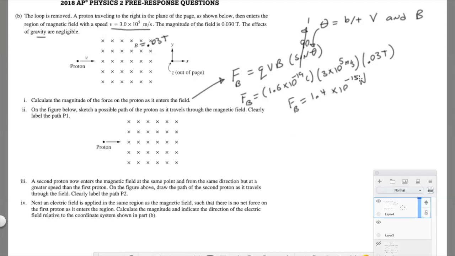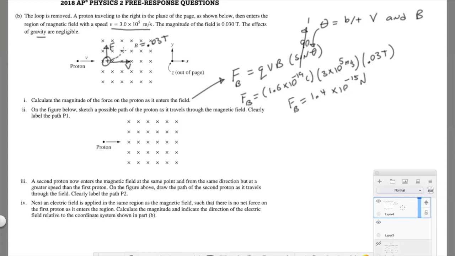On the figure below, sketch a possible path of the proton as it travels through the magnetic field. Clearly label the path P1. So the idea here is, when a positive charge hits this region of magnetic field, the velocity is to the right, and using right-hand rule number 1, your thumb is the velocity, your 4 fingers are the magnetic field, your palm is facing up the page, which is the direction of the force. What that's going to cause is the positive charge to curve upward.